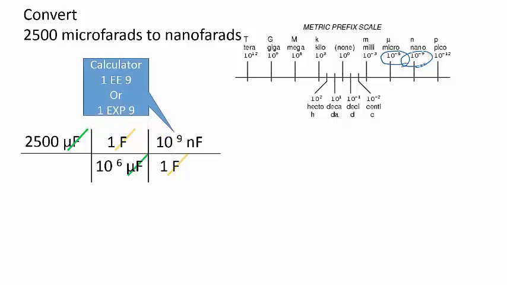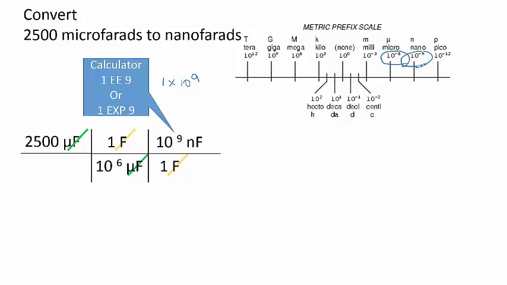So now we want to type this into a calculator. To do so, you would type 2,500 times, you would need to do the 1. How do you type this into a calculator? Well, most calculators you type it in as 1, and then you'd use the EE button, 9. That actually turns it into 1 times 10 to the 9. So you don't have to use brackets.